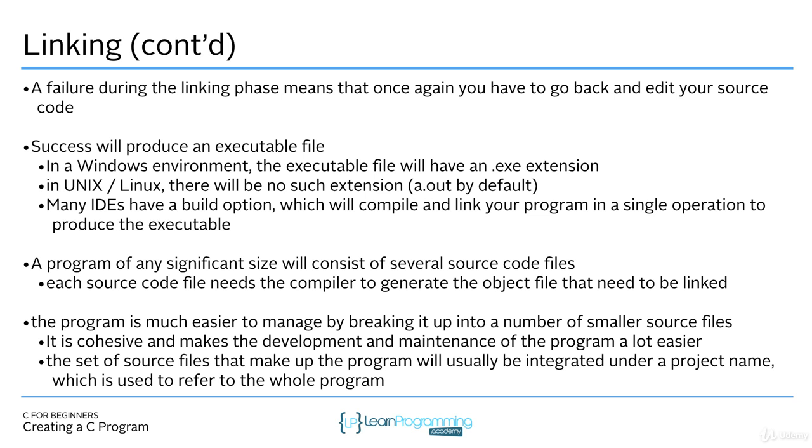The program is much easier to manage by breaking it up into a number of smaller source files. You will want to use many source files, and you don't want a source file that contains 5,000 lines of code. That's not cohesive, and it's not easy to manage. So you're going to create files that contain source code with a specific functionality. It makes it much easier to develop, much easier to debug, and much more cohesive. You don't want large source files with thousands of lines of code. All of these source files are going to make up the entire program. They're all going to have their own .o files, and they're all going to be input to the compiler.